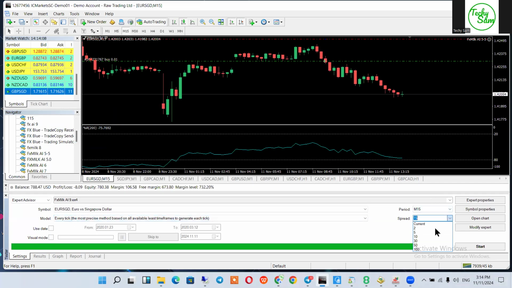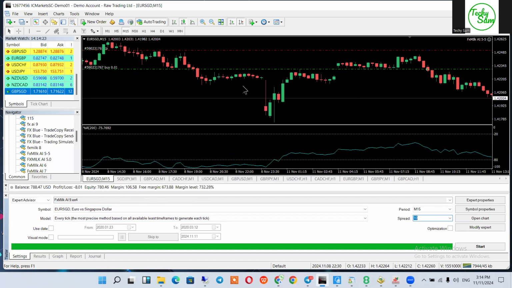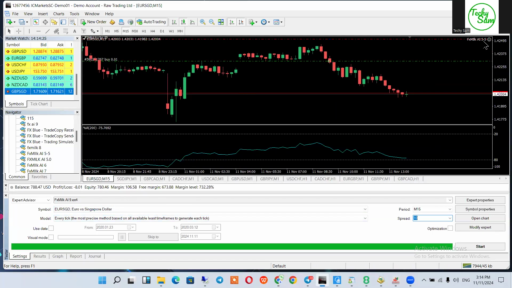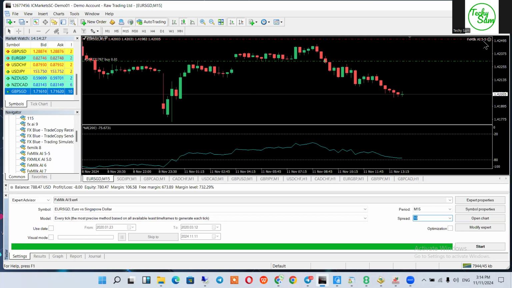So mostly the spread is around 10. Currently we are running on one pair for now, and that is Euro SGD. As you can see here, Euro SGD, that's the pair we are running for now. Not FxMilk AI 5, but FxMilk AI 9. So that's not what I'm running here.